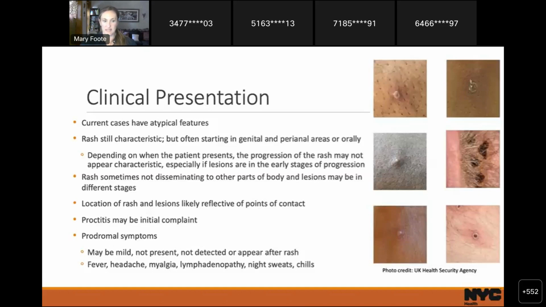And we are certainly seeing that proctitis may be an initial complaint or component without even having an easily visualizable rash. So, diagnostically, you should certainly have that in the back of your mind when you're evaluating proctitis symptoms. Prodromal symptoms may be mild or not present at all. Sometimes they may not be detected or appear before the rash. They might come after the rash develops. But typically we've been seeing things such as fever, headaches, myalgia, lymphadenopathy, night sweats, and chills. Next slide.